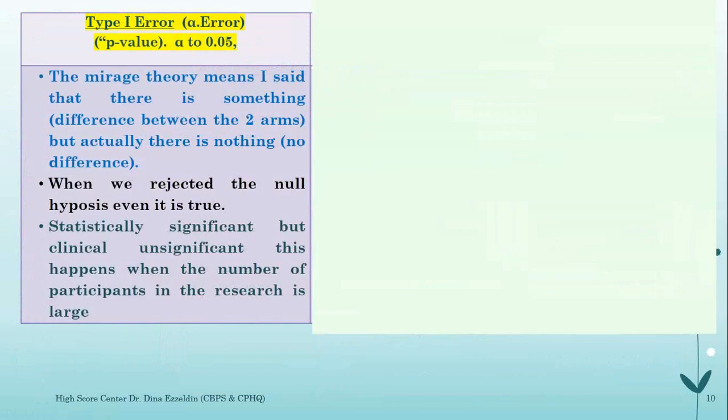Here are the types of errors. We have two types of errors. Type 1 error, which is alpha error or p value error. Alpha is the same as p, and p value is the same as alpha. We can see it in any case, whether p value or alpha. It is the same. Type 1 error is the mirage theory.